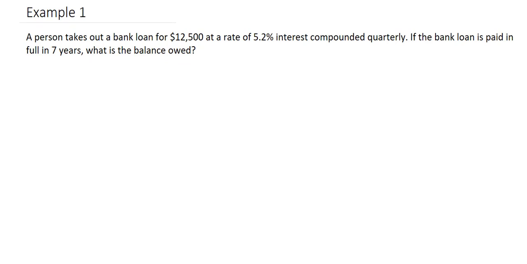Example 1. A person takes out a bank loan for $12,500 at a rate of 5.2% interest compounded quarterly. If the bank loan is paid in full in 7 years, what is the balance owed? So remember, this is quarterly. So let's go ahead and look at this. So remember, we have our equation.